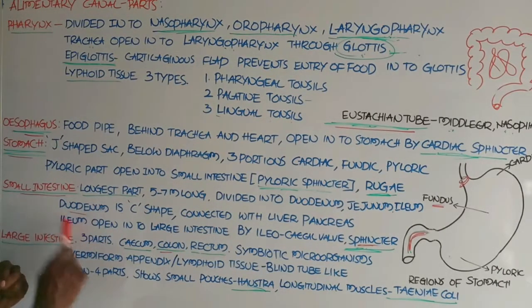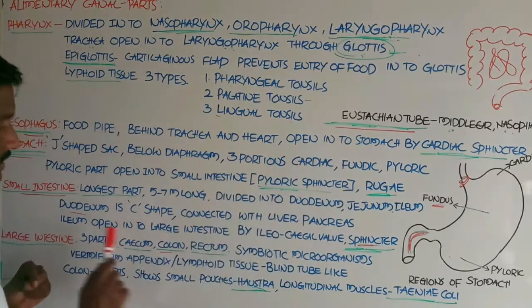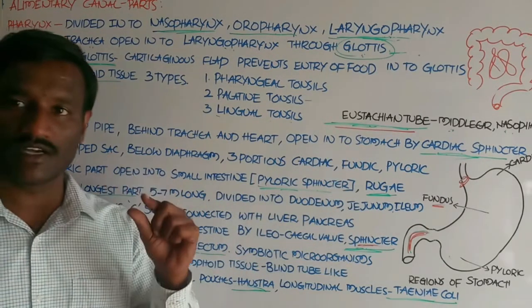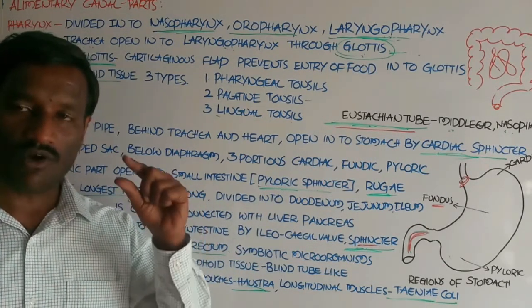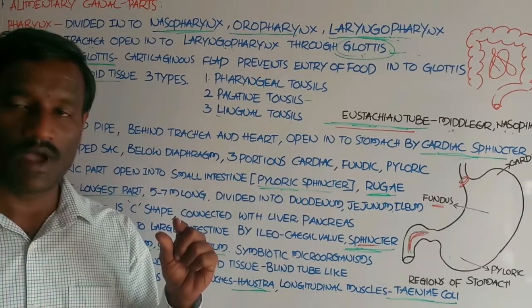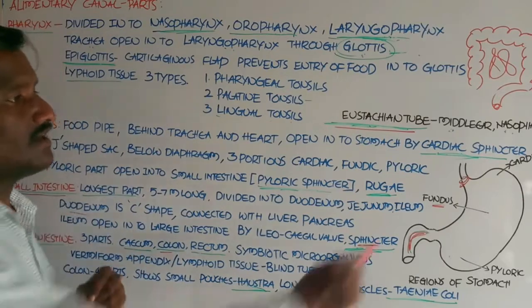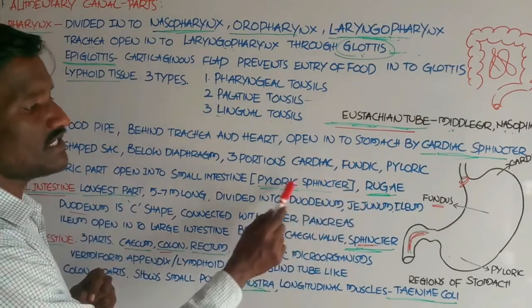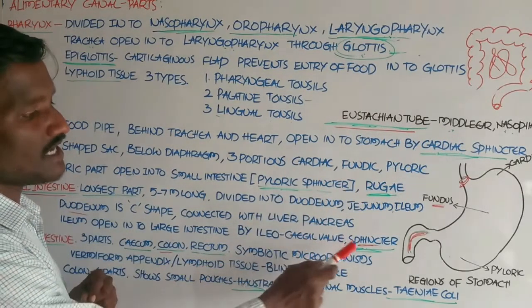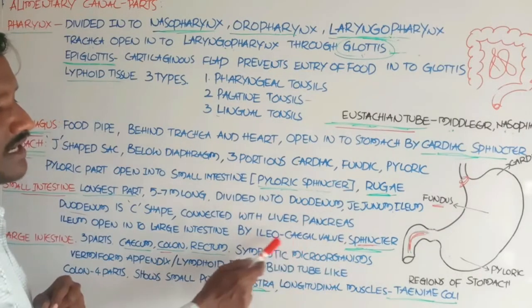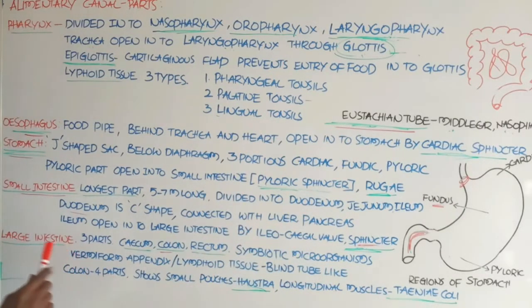Next, the ileum, the last part, opens into the large intestine with a valve called the ileocecal valve, and also with a sphincter, the ileocecal sphincter. This is the cardiac sphincter, this is the pyloric sphincter, and this is another sphincter, the ileocecal sphincter.